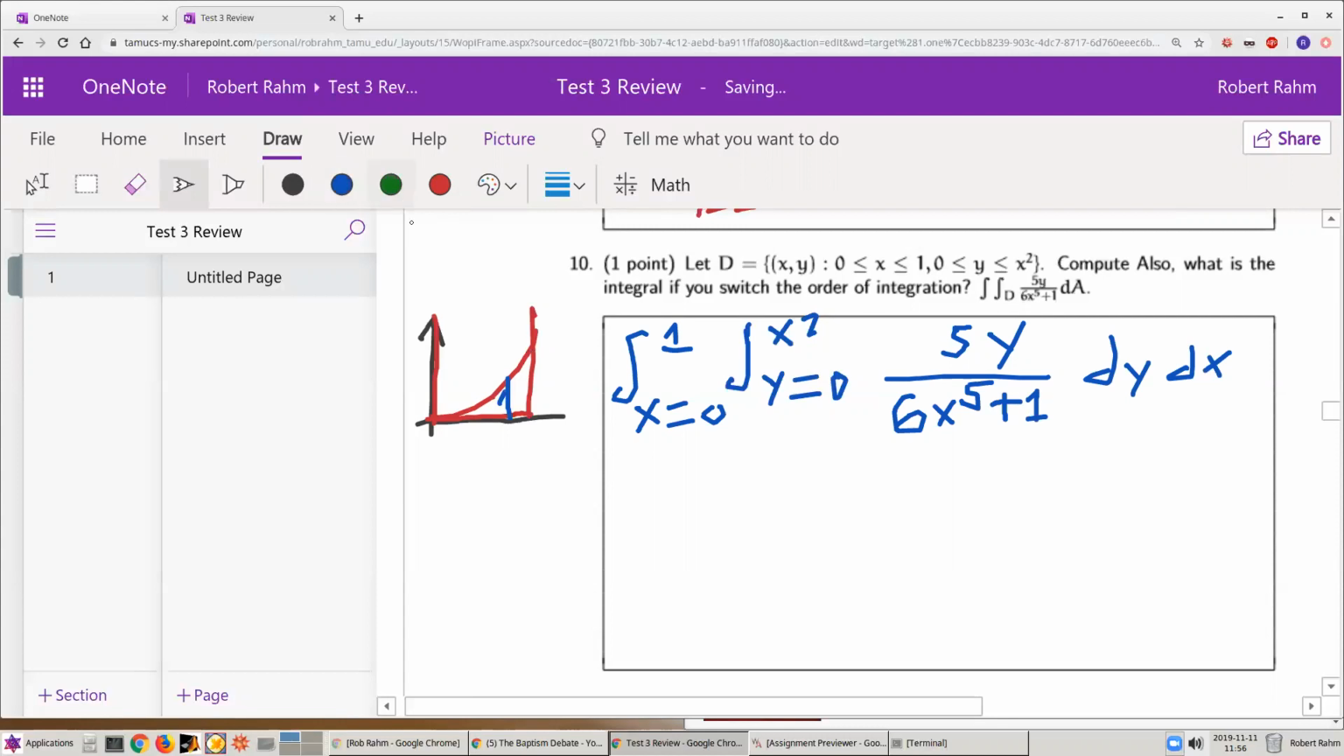Okay, now if we do the x integral on the inside, well, for every fixed value of y, we're going to integrate this way, from the parabola to the vertical line. So the x limits are going to go from the square root of y to 1. The vertical line is x is equal to 1. And then the y values are going to go from 0 up to 1.